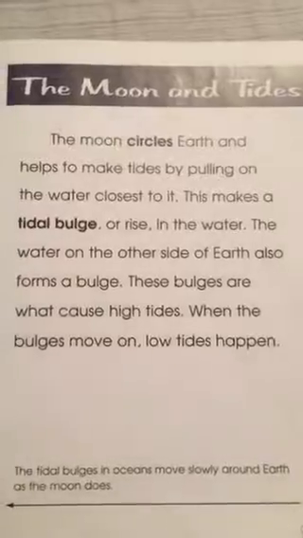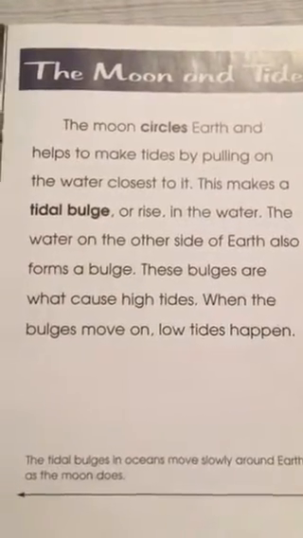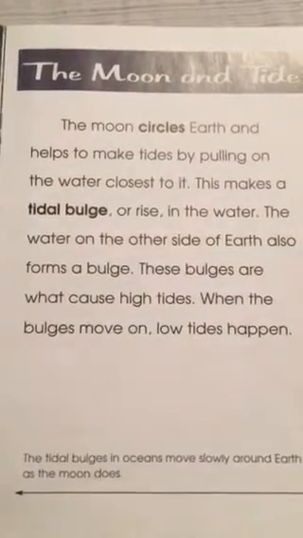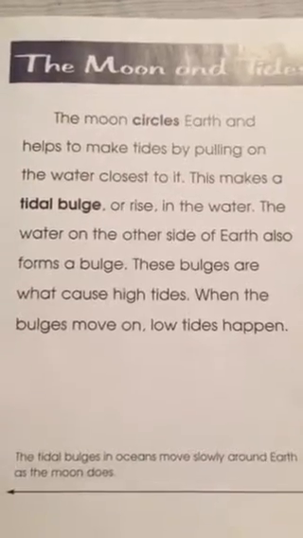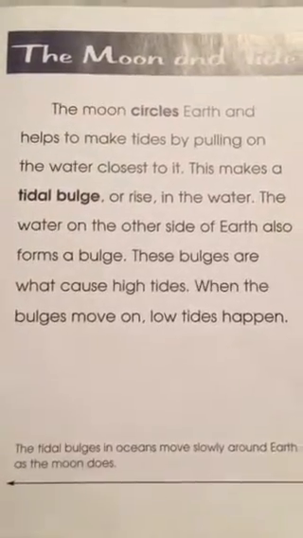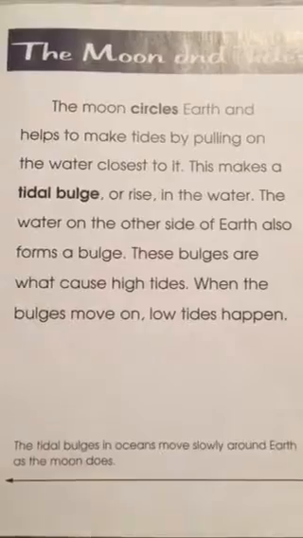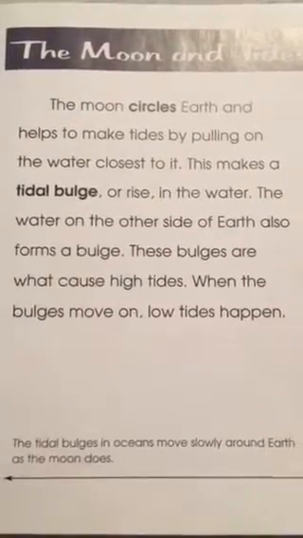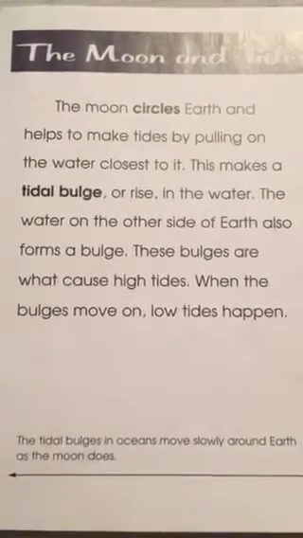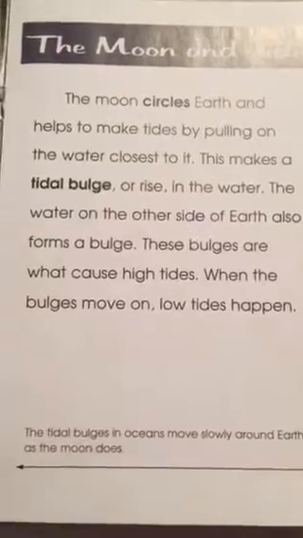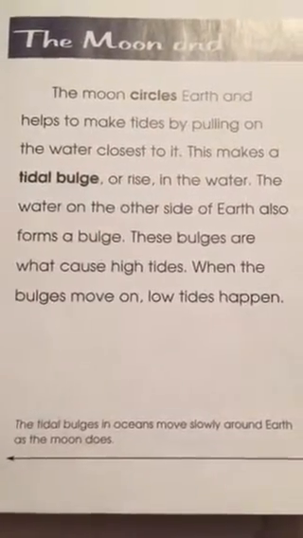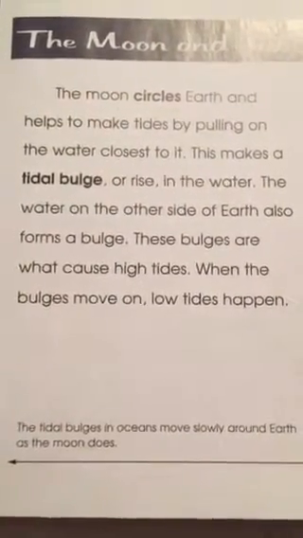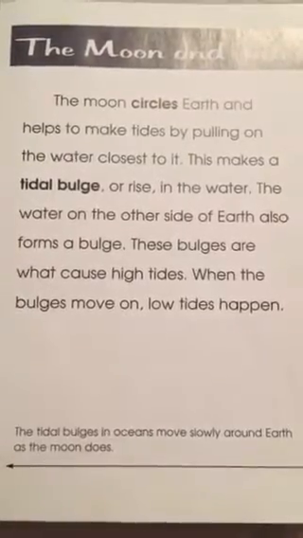The moon and tides. The moon circles Earth and helps to make tides by pulling on the water closest to it. This makes a tidal bulge or rise in the water. The water on the other side of Earth also forms a bulge. These bulges are what causes high tides. When the bulges move on, low tides happen. The tidal bulges in oceans move slowly around Earth as the moon does.